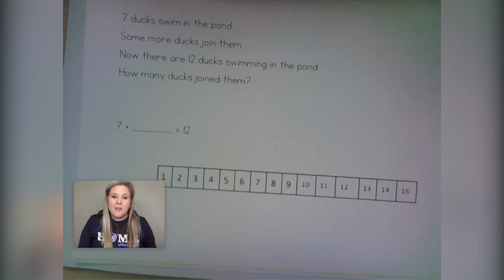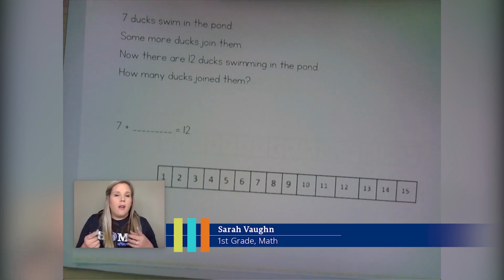Yes, we can use our next number path to help us find that missing number. So I want you guys to look at your second number path that we created earlier. How many ducks were on the pond to start with? Yes, there were 7 ducks swimming in the pond at the beginning of our story problem. So I'm going to go ahead and circle 7 on my number path. And I want you guys to do the same on your second number path.